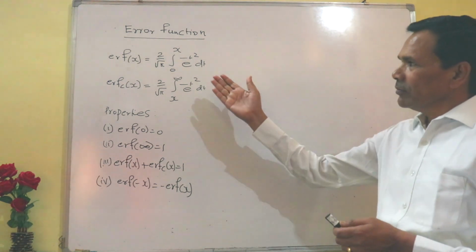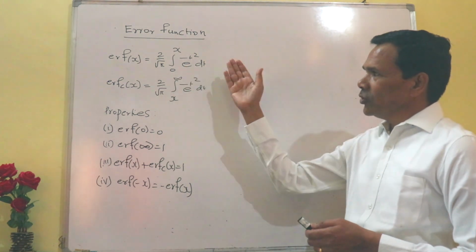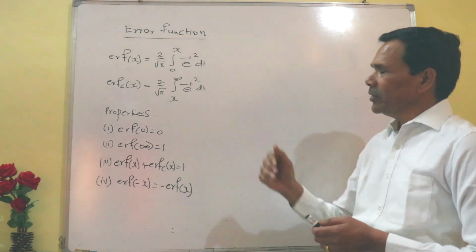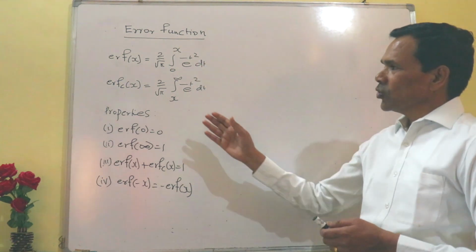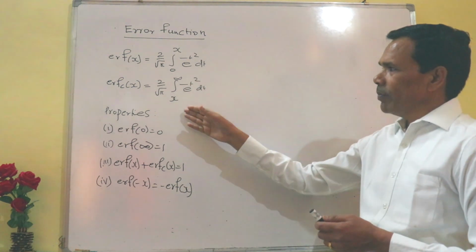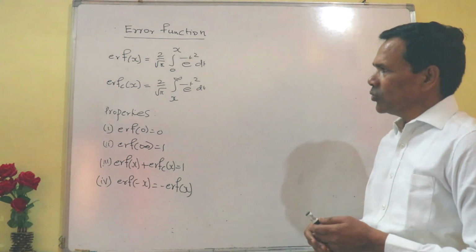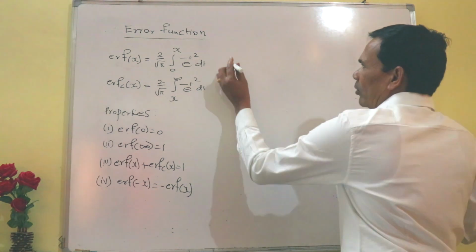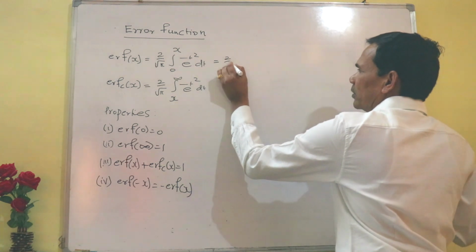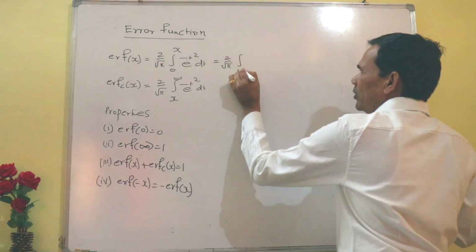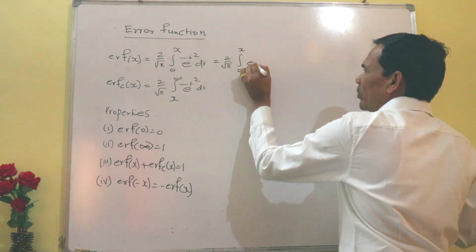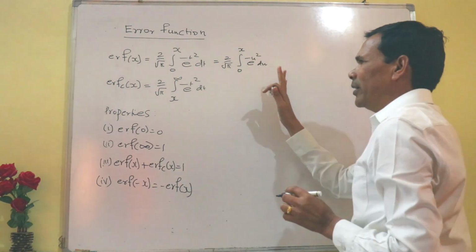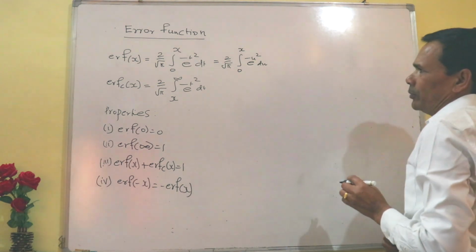The error function of x is defined as 2 upon root pi times the integral from 0 to x of e raised to minus t square dt, and its complement is defined as 2 upon root pi times the integral from x to infinity of e raised to minus t square dt. You can also write the error function in this form, 2 upon root pi integral 0 to x e raised to minus u square du. That is, if you change the variable, it does not change the value.